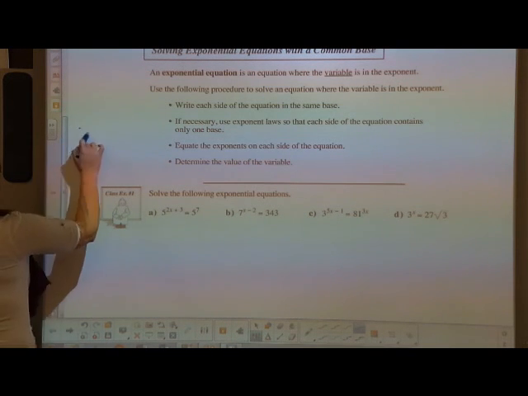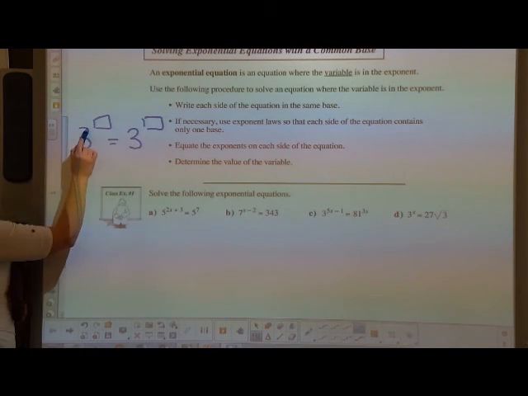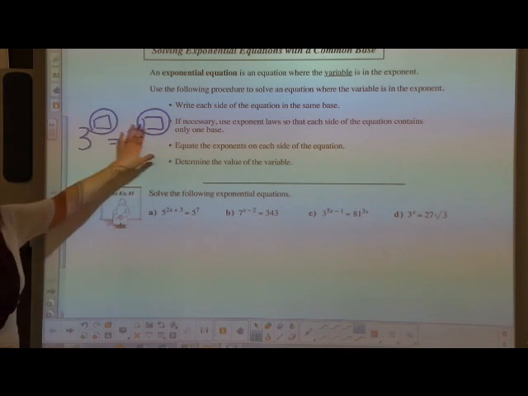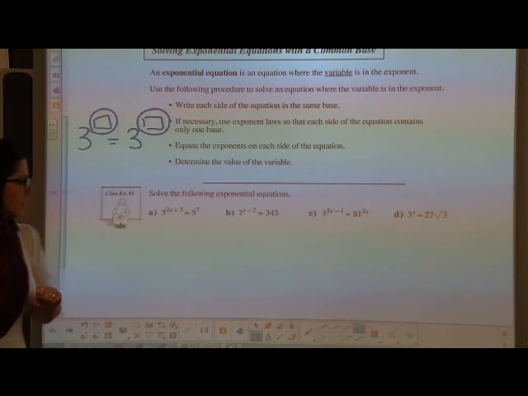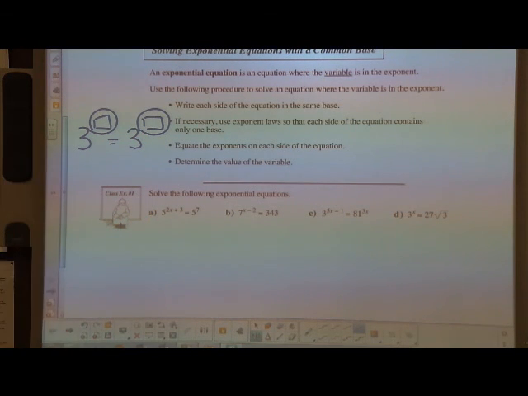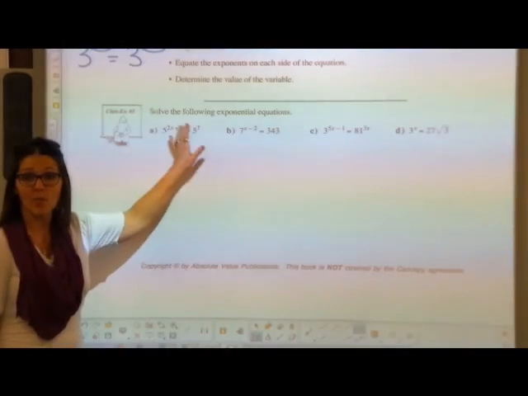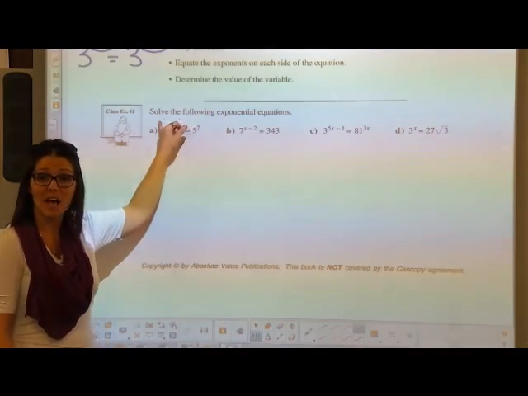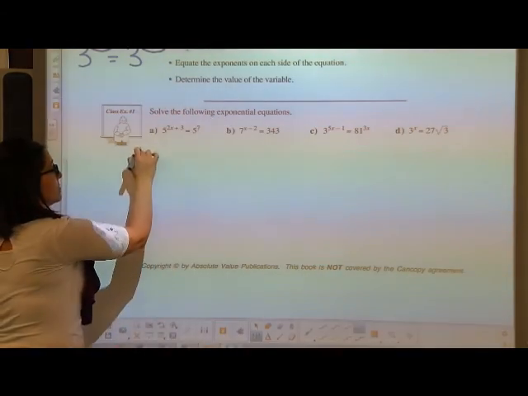Because if I have 3 to the power of something equals 3 to the power of something else, these two exponents are going to have to be equal to each other. So then I can ignore the base and just concentrate on letting the exponents equal each other and solving for the missing variable. So if we look at class example number 1, we have 5 to the power of 2x plus 3 equals 5 to the power of 7. Because the bases are the same, if the powers are equal, the exponents will have to be equal.